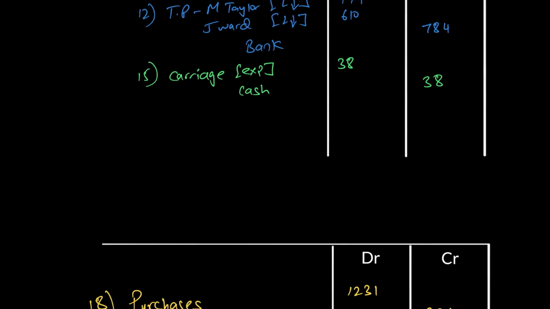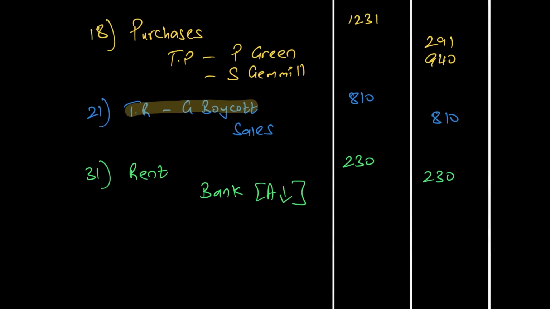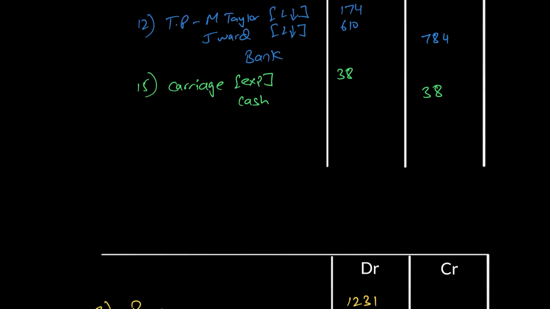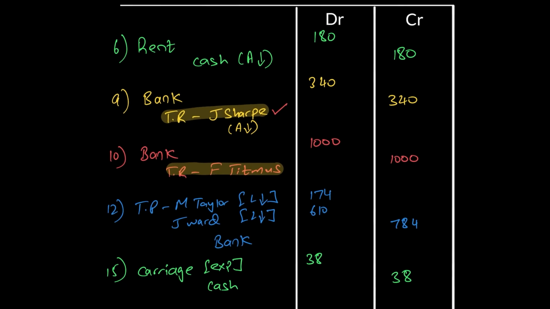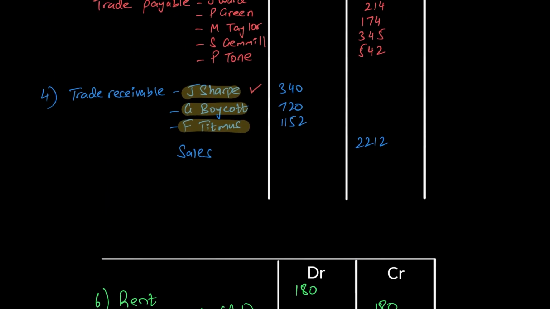Okay, we don't see J Sharp after that. Yeah, so we don't see J Sharp after that. These are the two transactions. We should also discuss what these transactions are.